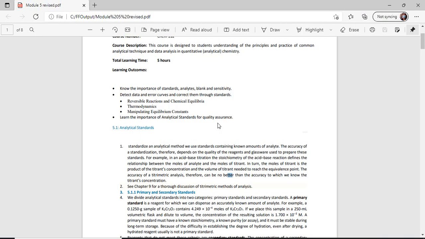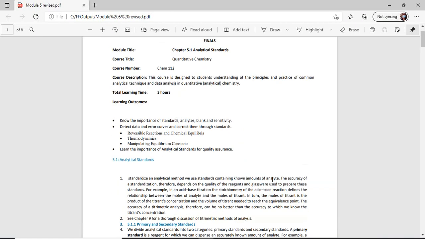Chapter 5 of our finals. Okay, so we are now on our analytical standards, because we already know how to deal with our samples or gather data. We'll now be continuing on how to have a standard so that all your data are very accurate, or you will get accurate results, close to accurate or very precise results. So you have here first your analytical standards.